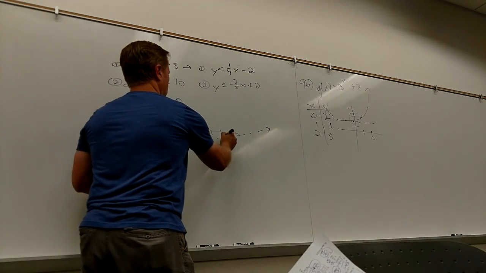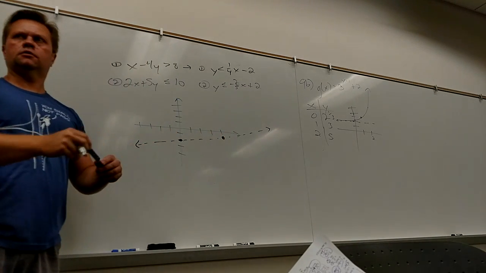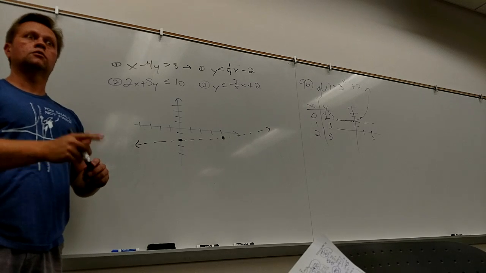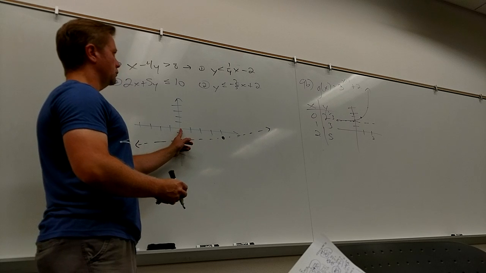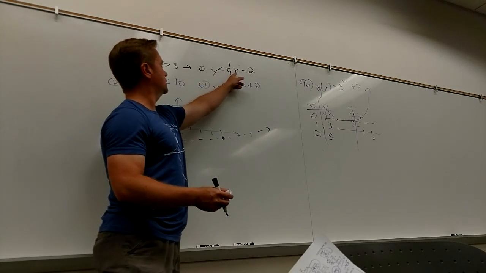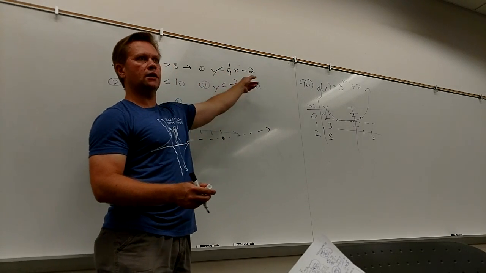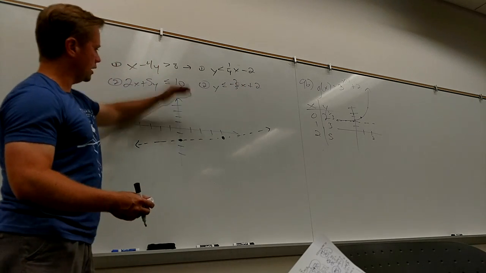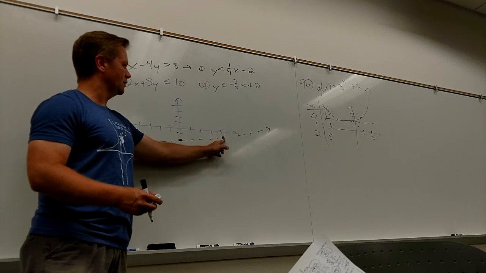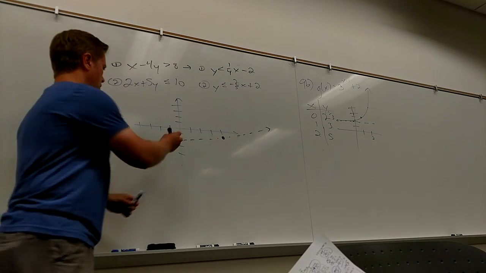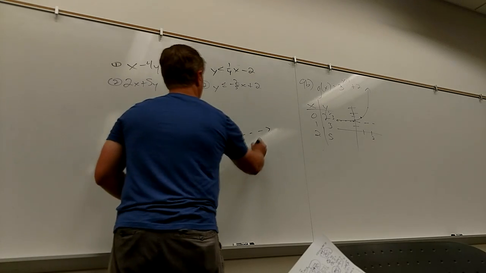And where am I going to shade? Beneath it. Or you could do the 0,0 test point. Is 0 less than 0 minus 2? Is 0 less than negative 2? No. So you don't shade that way, you shade the other way. But I like y. Where are the y's less than that line? Below it. So I'd shade this way.